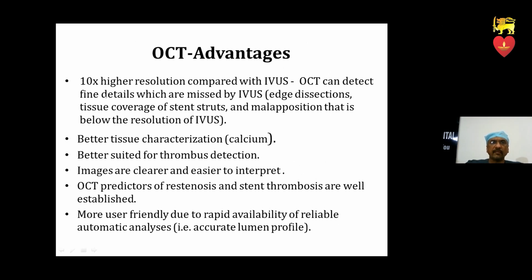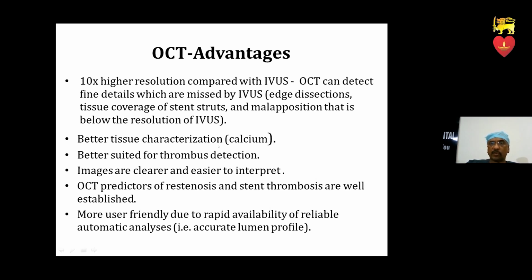So OCT has its advantages. It has 10 times higher resolution compared with IVUS, and you get extremely good images. Edge dissections are well seen, tissue coverage of stent and malapposition are brought out. You look at calcium very easily, it's better suited for calcium. You can assess the thickness of calcium on OCT because it penetrates calcium. But on IVUS, you can only get the arc, you don't get the thickness very well.